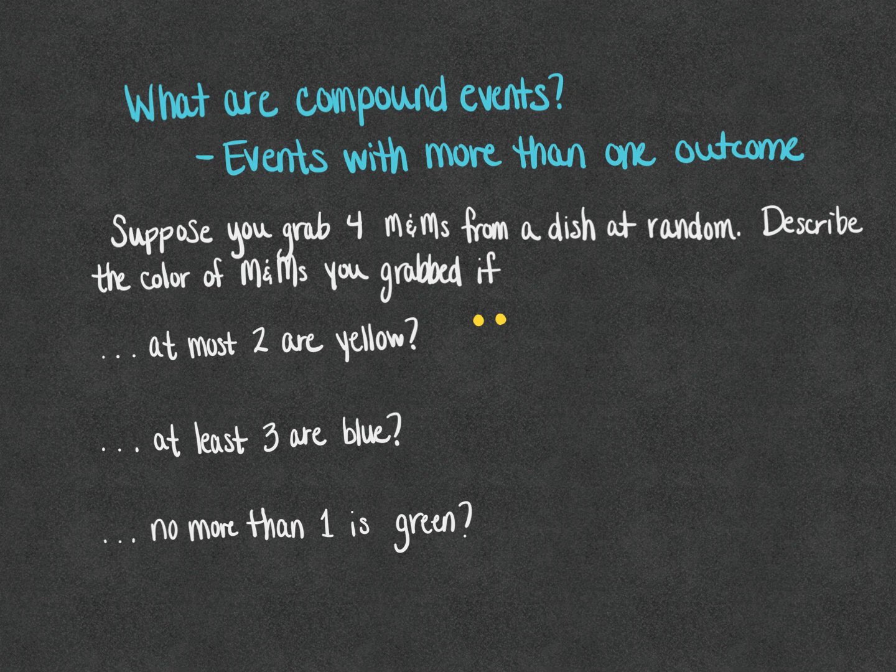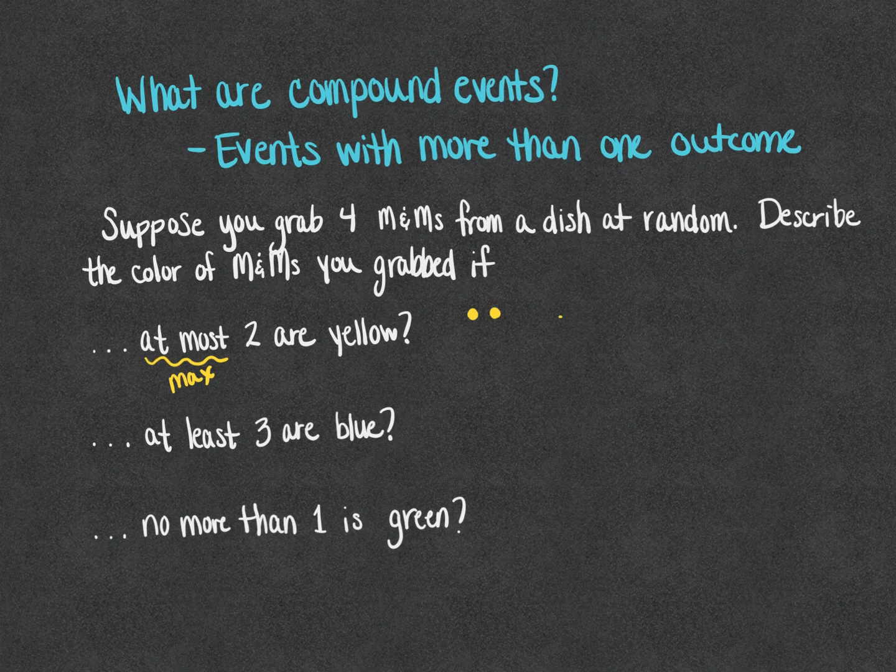That's true. But if we stop there, that is saying exactly 2 of the 4 M&Ms are yellow. And that is not what this phrase at most means. At most is talking about a maximum of 2 being yellow. So that means I could have 2 M&Ms that are yellow, or I could have 1 M&M that's yellow, or I could have no M&Ms that are yellow, and I could have some other colors.